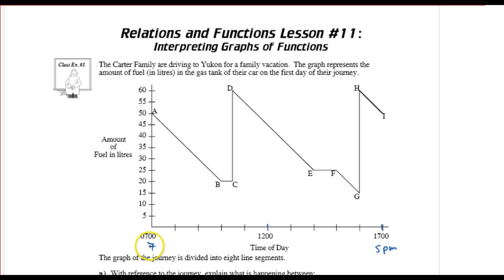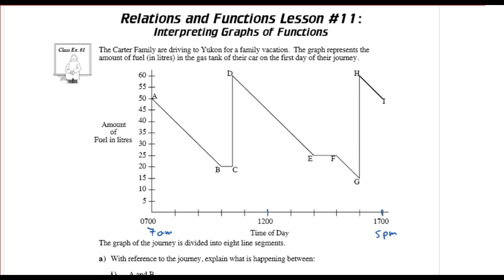That's 7 in the morning. So it looks like this is a whole day. They might have left in the morning and drove until about 5 p.m. And then here's the liters. So their gas tank goes all the way up to 60 liters. All right, let's look at some of these questions.